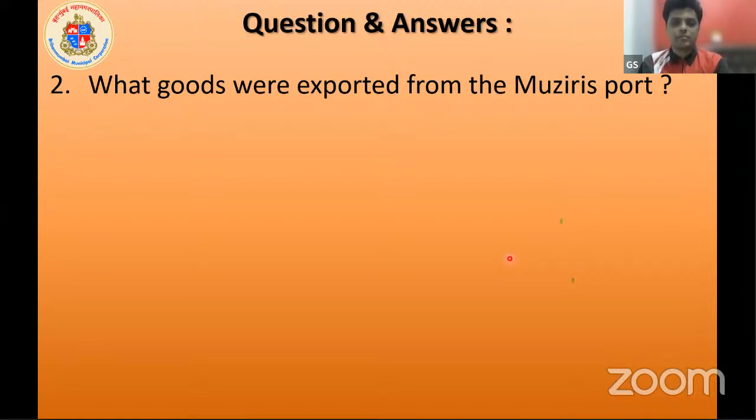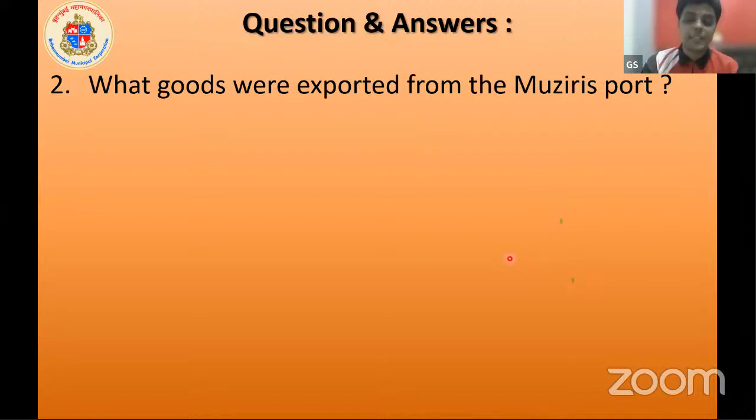What goods were exported from the Muziris port? Muziris port was near Kanchi on the coast of Kerala. From this port, spices, pearls, precious stones, and other goods were exported to Rome and the other countries in the west. Very good. Correct. You are absolutely right.